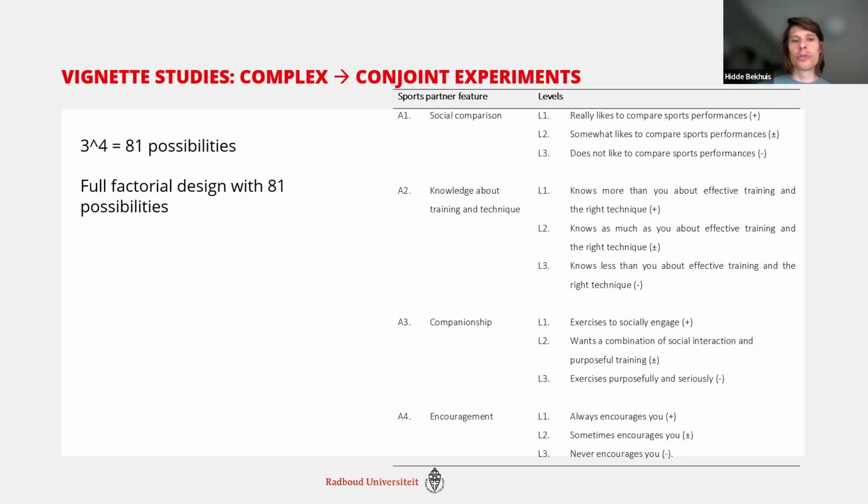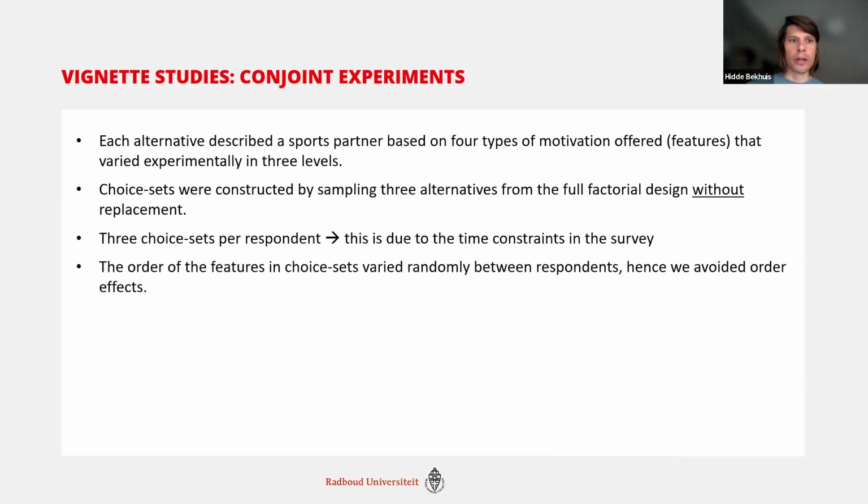And of course, it is not possible to present 81 possibilities to respondents, because that is way too much. So what we have done, we create a choice set. We did that by sampling three alternatives from the full factorial design without replacement. So we have 81 opportunities, and we draw a sample from that. And we presented three choice sets per respondent.